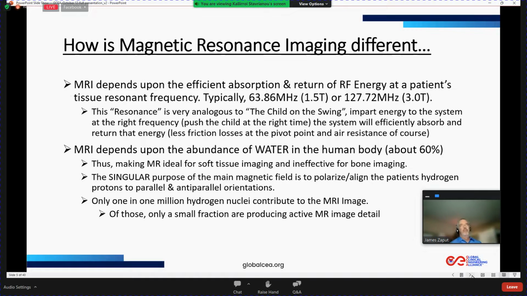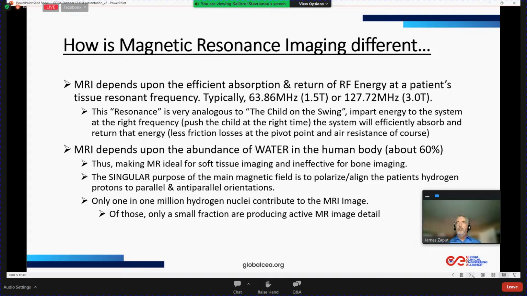So how is it different? MRI depends on the efficient absorption and return of RF energy at a patient's tissue resonant frequency, 63.86 megahertz for 1.5 Tesla systems and 127.72 megahertz at 3T systems. This resonance is very analogous to a child on a swing in the playground.